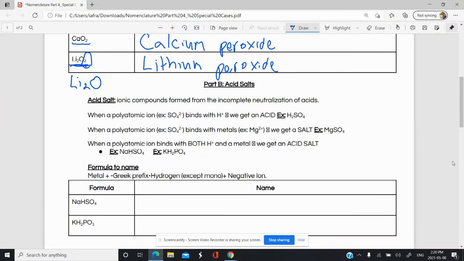In this video, we're going to explore how to name and write formulas for acid salts. So first of all, what is an acid salt? It's an ionic compound that's formed from the incomplete neutralization of acids. So let's see what that means with some examples.